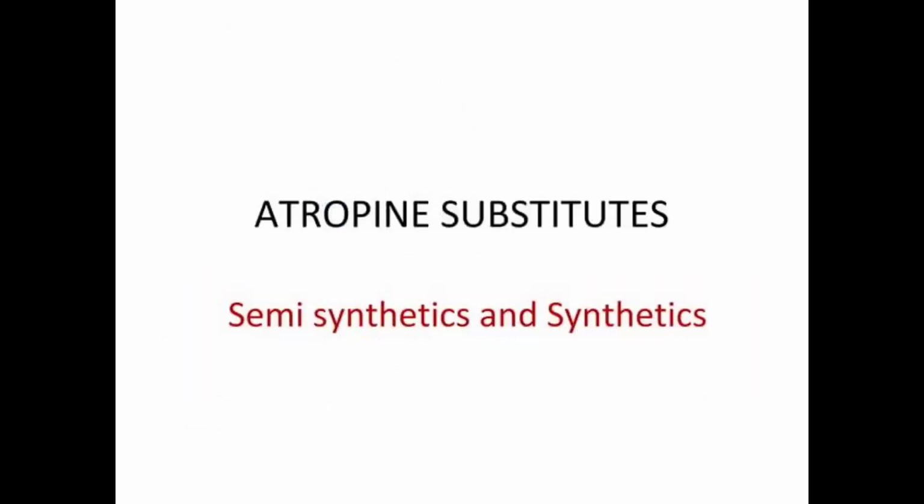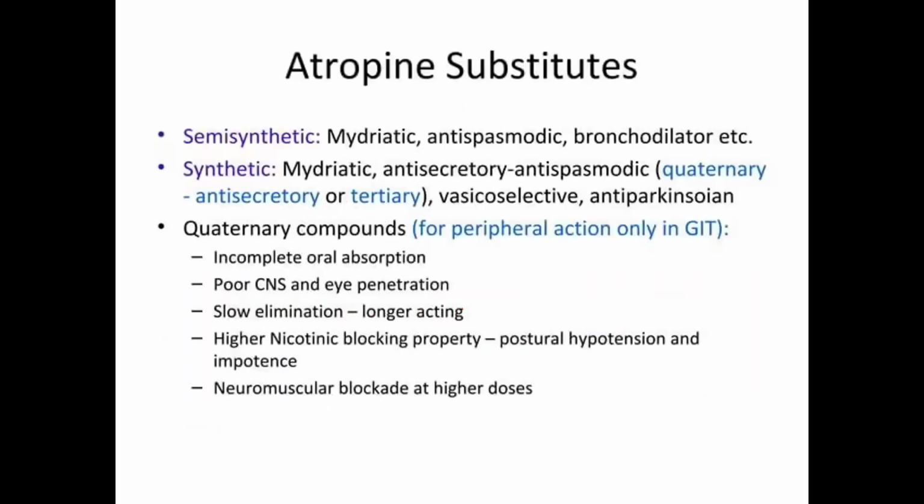Now we have semi-synthetic atropine derivatives: mydriatics, antispasmodics, and bronchodilators. So those are the ones which we use, and we localize them for that specific action. Since atropine will block all the receptors, we don't need that. We need some mydriatics, antispasmodics, which decrease smooth muscle spasms, and bronchodilators, which decrease airway resistance.